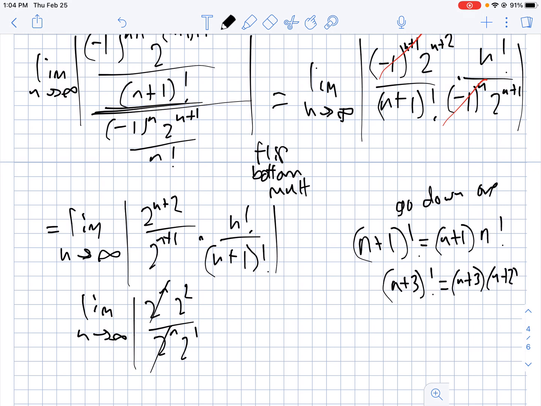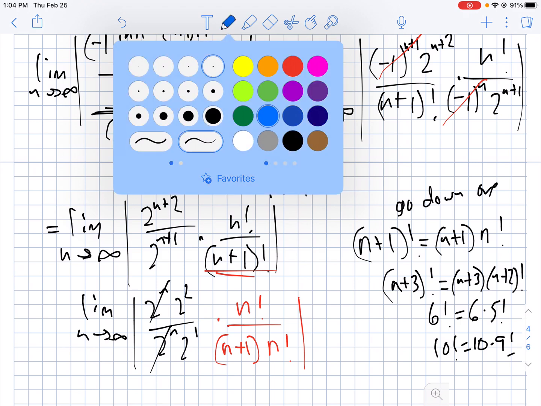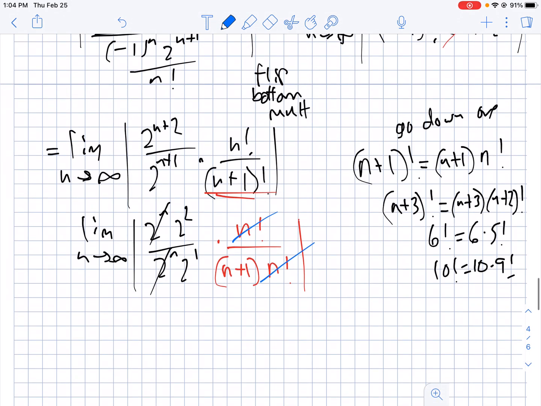go down by 1, n plus 2 factorial. Because we know, 6 factorial is just 6 times 5 factorial. 10 factorial is just 10 times 9 factorial. You just go down by 1. Anyway, this is going to happen every single time you do the ratio test with a factorial. So this is just times an n factorial, and rewrite the bottom as n plus 1 times n factorial. Okay, now, here's the beauty of the ratio test, because when you do that, these terms cancel every single time. And that's why the ratio test is beautiful with factorials.